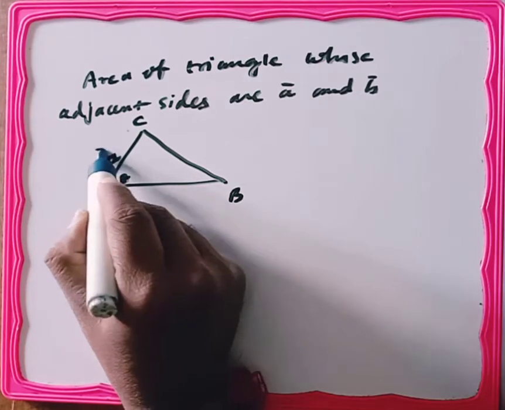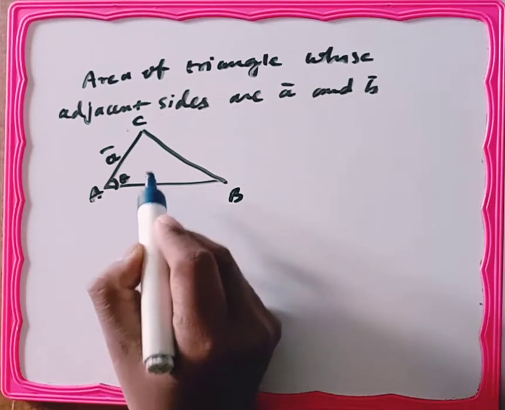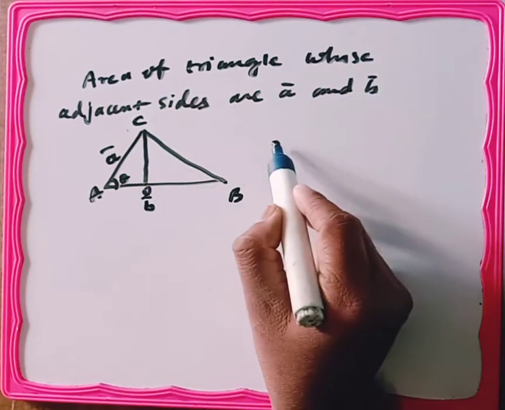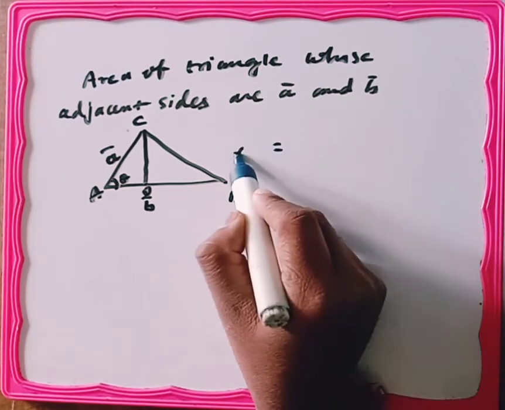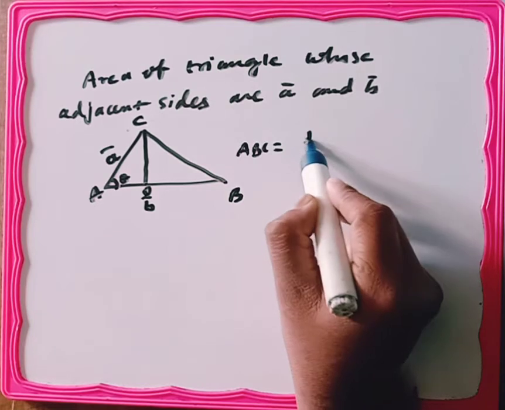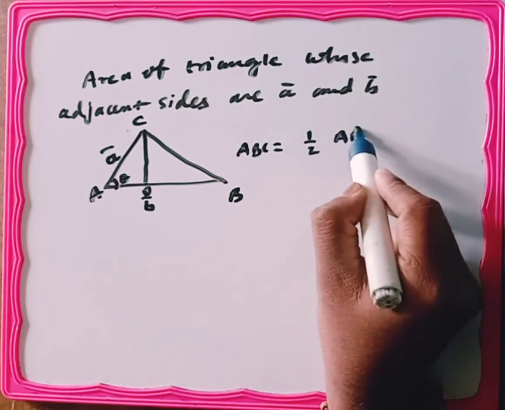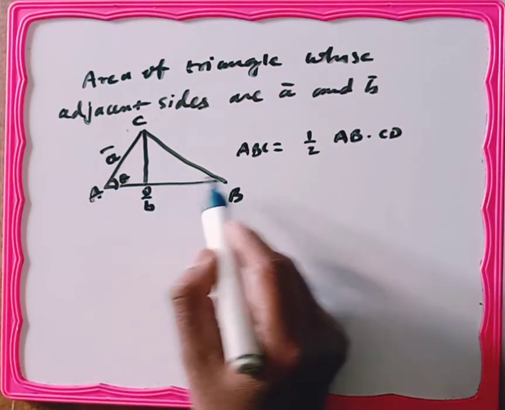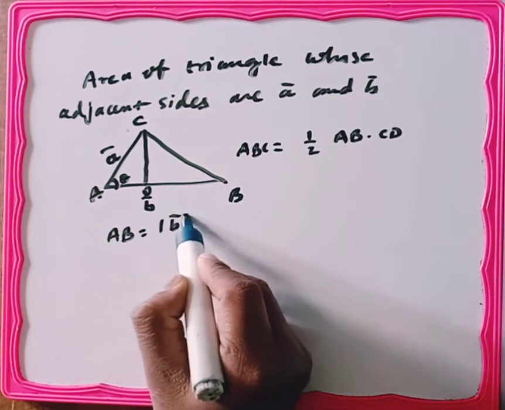AC vector is a bar and AB vector is b bar. And CD perpendicular we take, then we know that area of ABC will be given by 1 by 2 AB into CD. So AB is already given, magnitude b, so AB equals magnitude b.